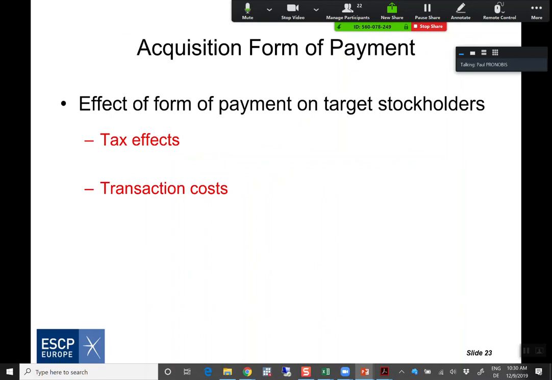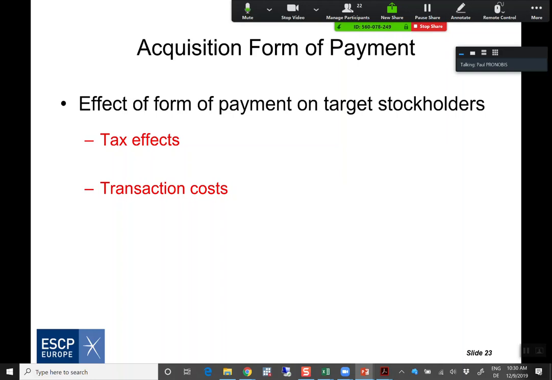There are two things that you don't have to mention in your equity report, but just that you've heard about it. Sometimes there are tax effects from how you pay. So if you pay cash, usually the target shareholders are taxed upon their gains. But if you pay in shares, then the target shareholders are usually not taxed, because they're just switching shares, and so they do not need to pay taxes on that. Only when they cash out, they need to pay taxes. So there are some tax effects on the target shareholders.